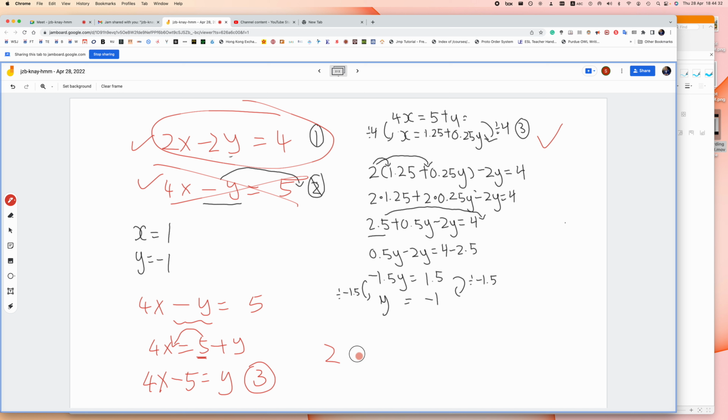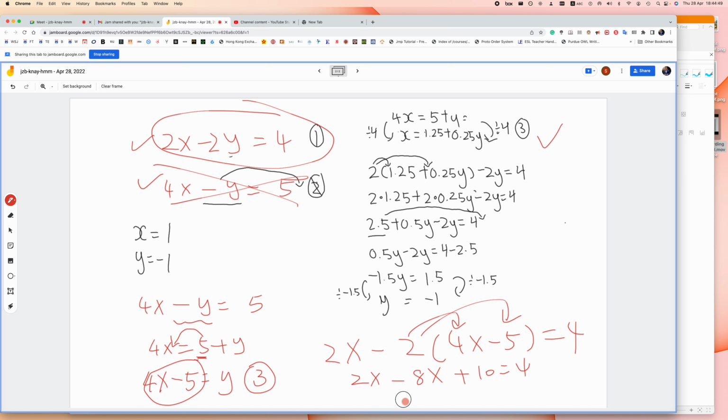So I will get 2x minus 2, this is my y, so I just replace it with this. Then I continue. First arrow, second arrow. First arrow I get minus 8x. Second arrow I get plus 10. So this is 4. Then this is minus 6x. And then this I move over, becomes minus 10. So I will end up with minus 6. So x is equal to 1.